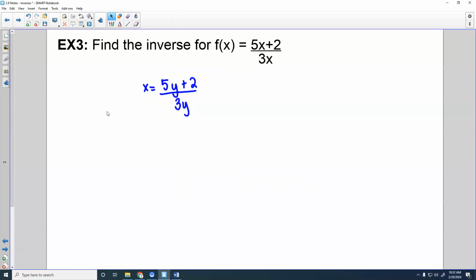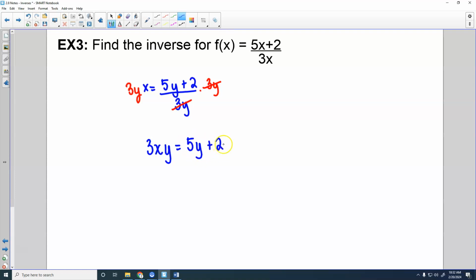All right, now, what do you guys think we should do? Okay, we cannot subtract the 2 because of the 3y in the bottom. So I agree that we should multiply by 3y, because you cannot solve for something that is in the bottom. So if I multiply by 3y here and 3y here, that'll at least get it out of the bottom. So now I've got 3xy equals 5y plus 2.